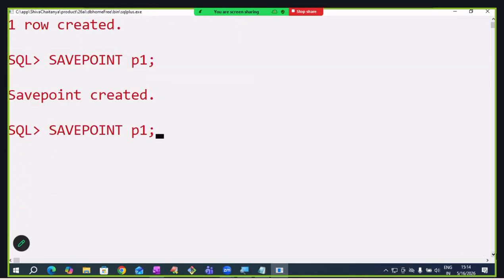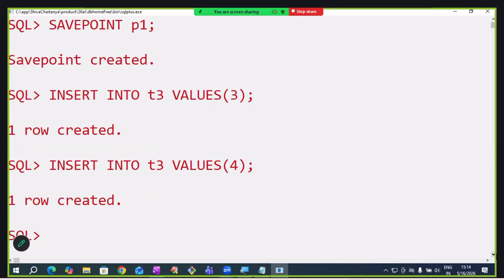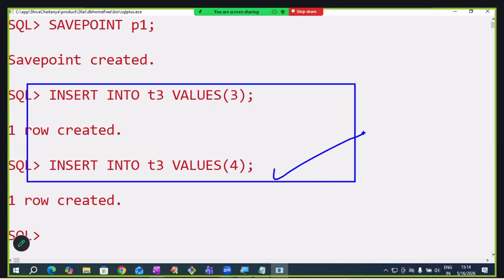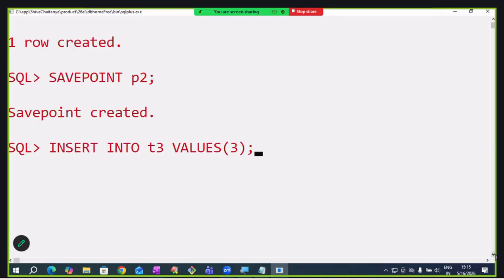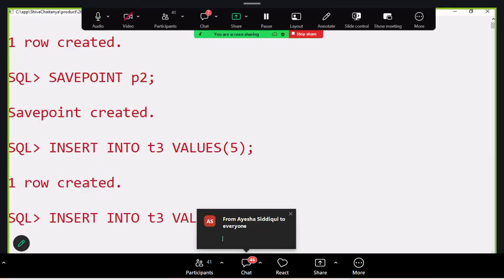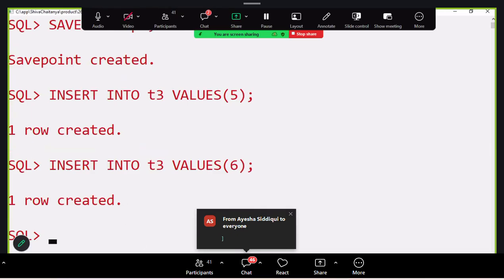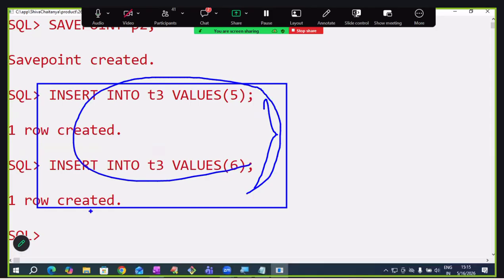Next, my transaction is not over. I'm inserting some more records. Third record. Fourth record. Now, up to here, I'm feeling my actions are okay. I want to set one more save point, P2. Save point P2. Okay. Now, the transaction is not over. I'm performing some more actions here. Fifth one. Next, sixth one. Now, I found some mistakes in these actions. So up to the P2 point, I want to cancel the actions now.